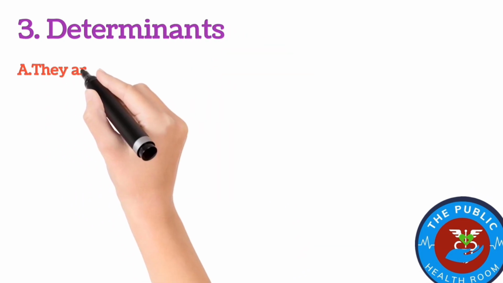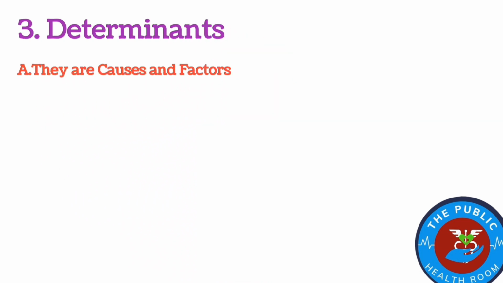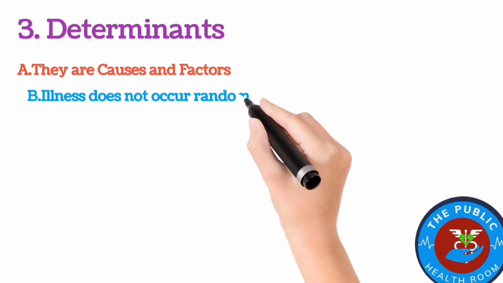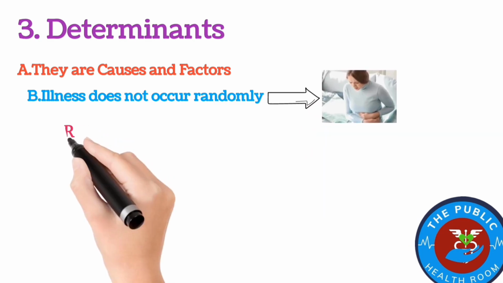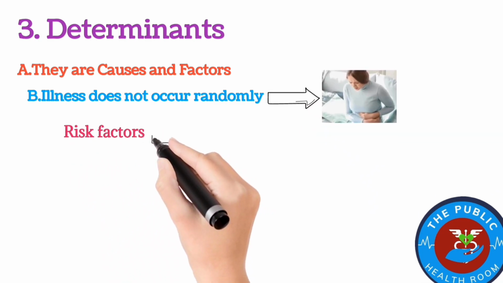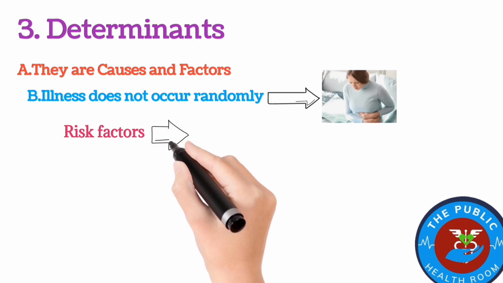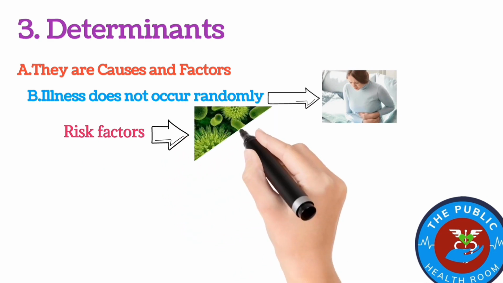Determinants. Determinants are the causes and other factors that influence the occurrence of disease and other health-related events. Epidemiologists assume that illness does not occur randomly in a population, but happens when the right accumulation of risk factors or determinants exists in an individual.